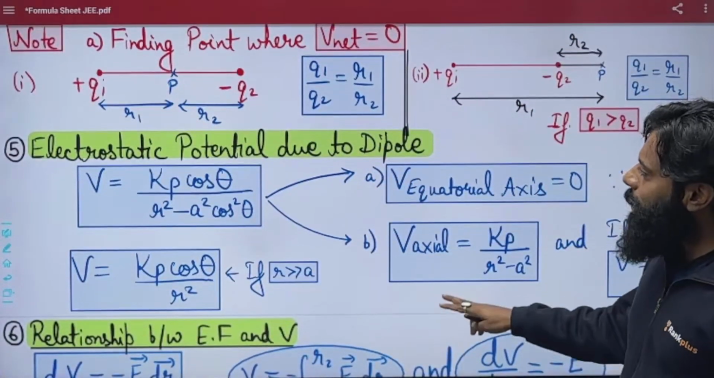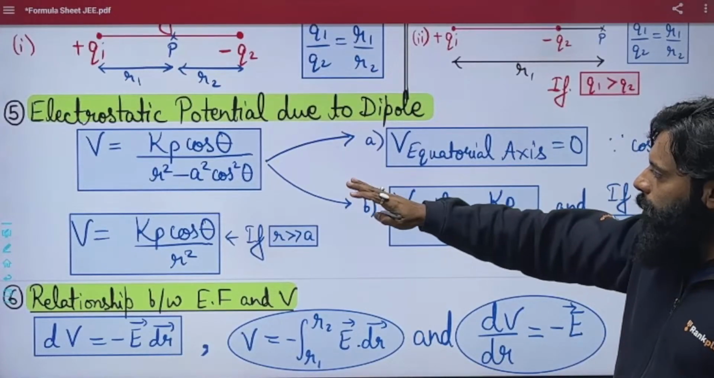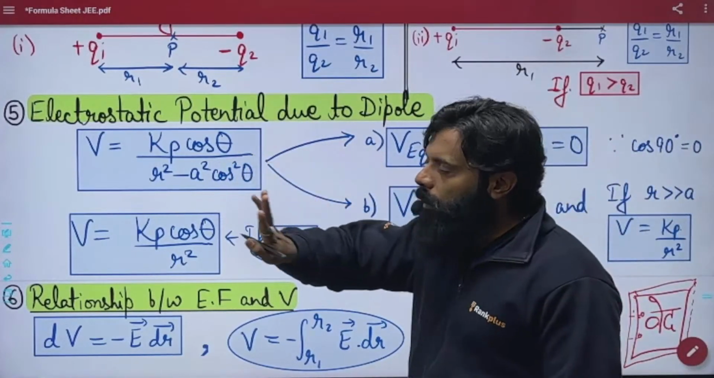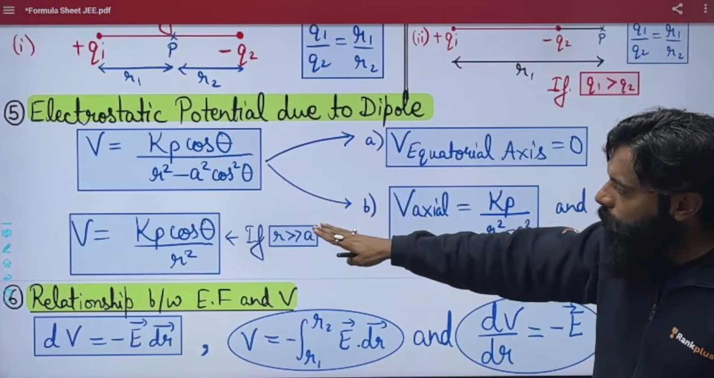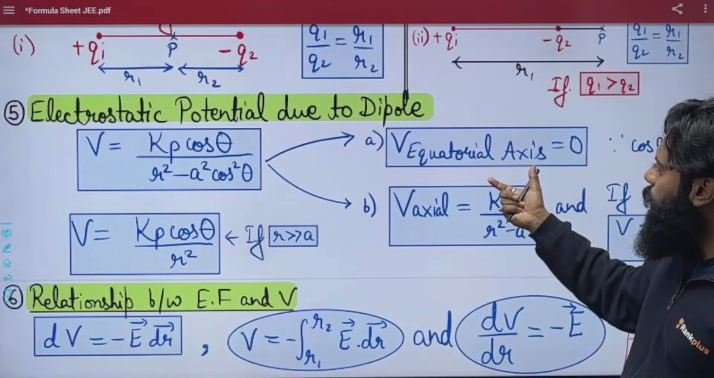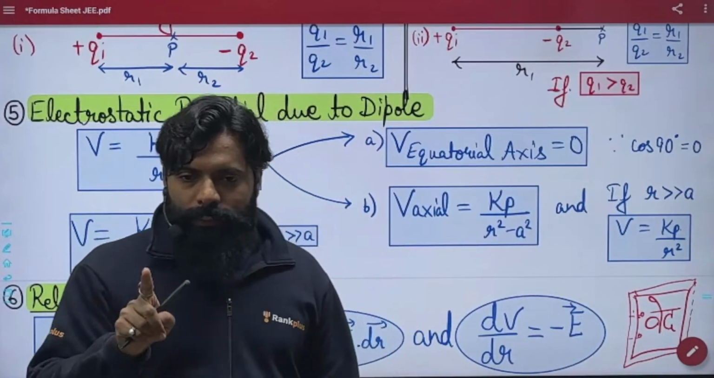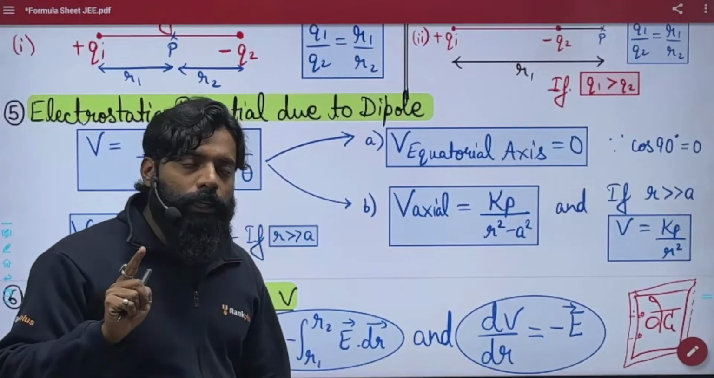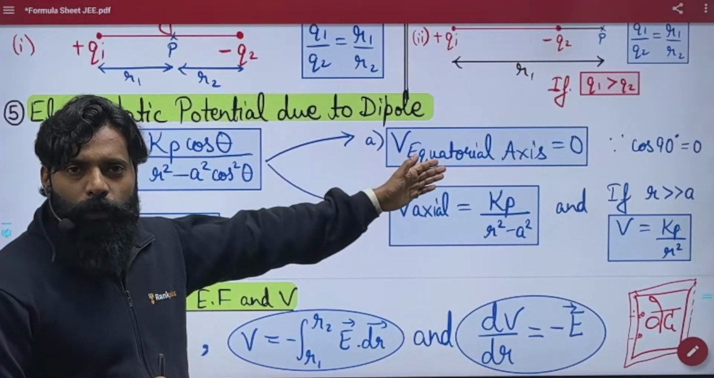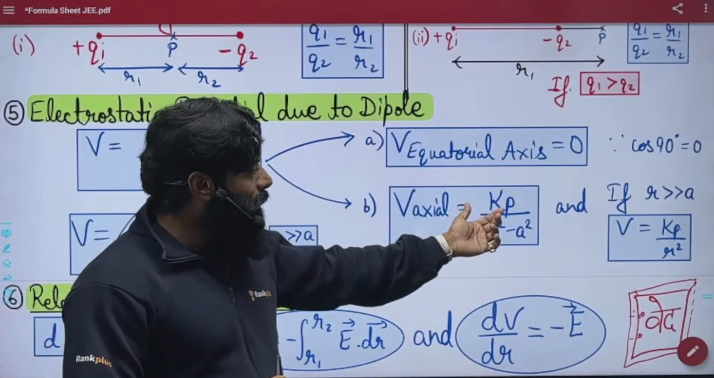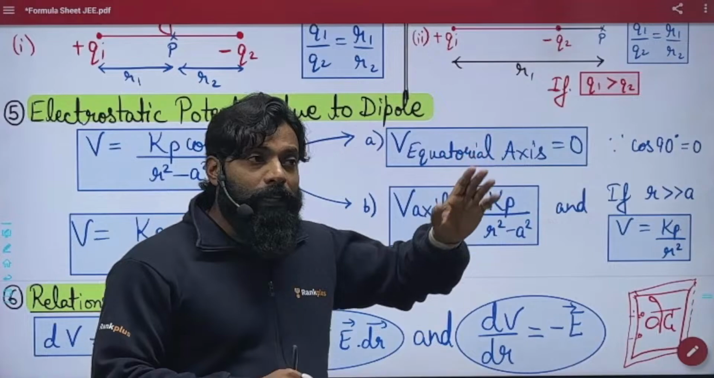Then, electrostatic potential due to a dipole, this formula is very, very important. I have seen multiple questions coming directly from this formula. V is equal to Kp cos theta divided by R square minus A square cos square theta. For the equatorial axis, the value is 0. And in assertion and reasoning, if you solve previous year questions, you will find they ask what the potential is. See, potential on the equatorial line is 0. For the axial line, you have Kp by R square minus A square, if R is greater than A.